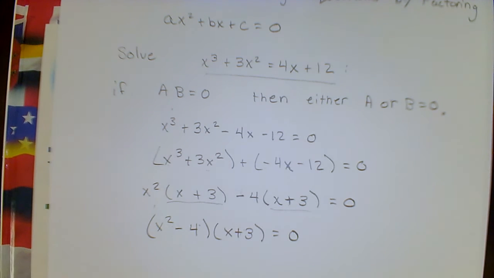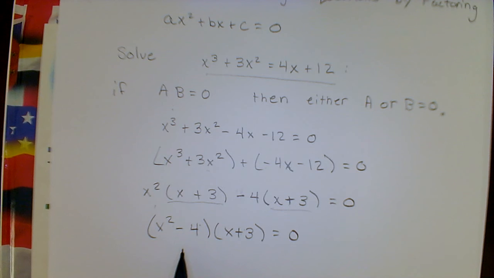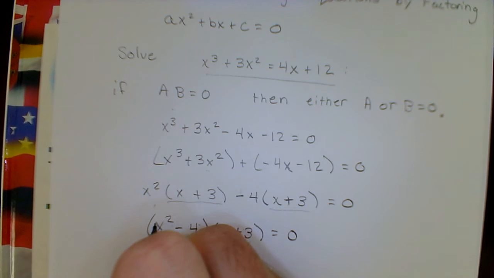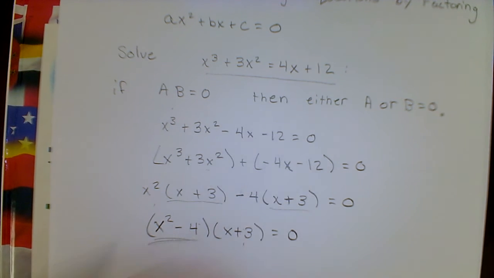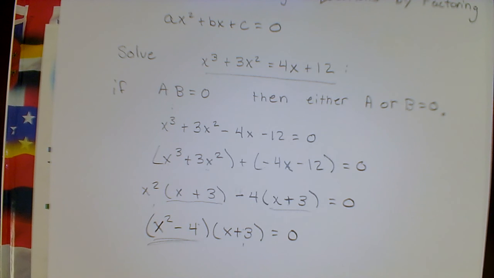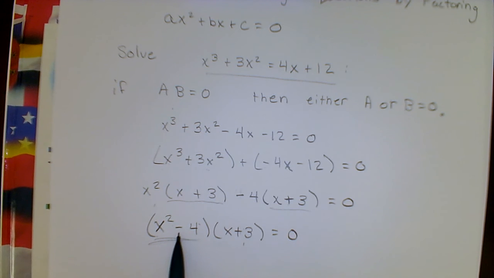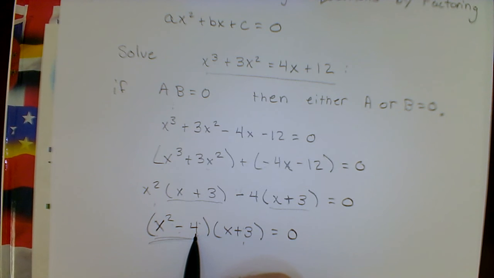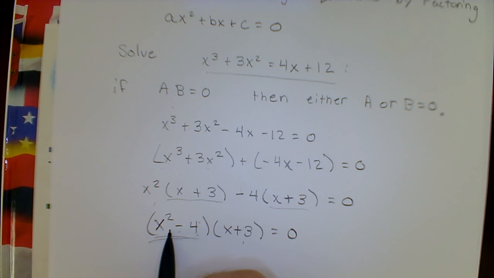Okay, so it kind of looks like we're done here, but we're not quite done because this term here is not an irreducible term. This one is, but this one is not. Okay, so x squared minus 4, you can use our special property a squared minus b squared equals a plus b times a minus b, or you can think of two numbers that multiply to -4 but then add up to 0, right?